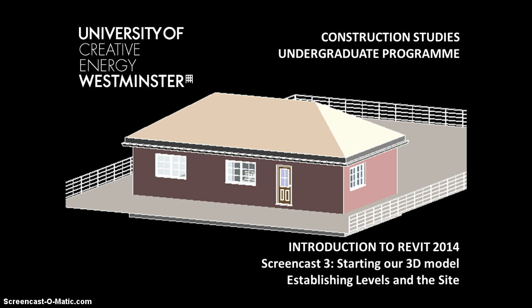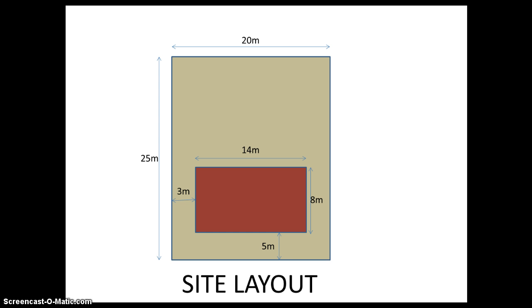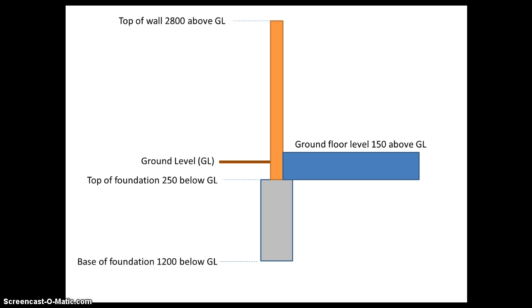laying out our site. The site that we're going to be basing this project on is a rectangular site measuring 20 metres by 25 metres with a simple rectangular bungalow placed towards the front of the site measuring 14 metres by 8 metres. And the bungalow is set 5 metres back from the front boundary and 3 metres in from either side. It's also worth just explaining the levels that we need to focus on.